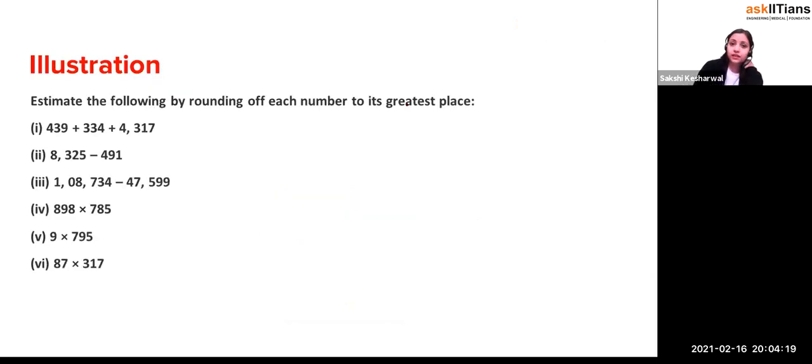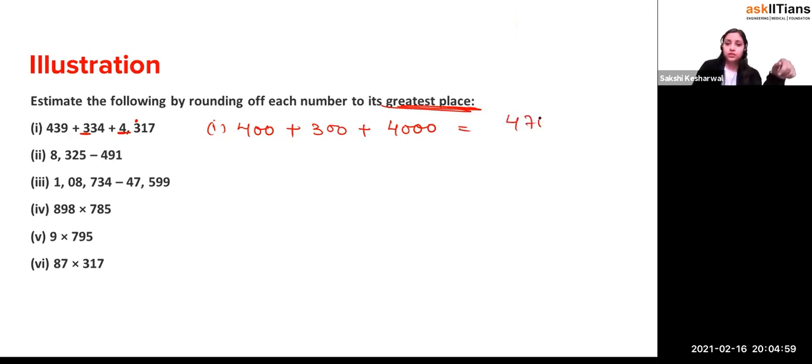It says to estimate to the greatest place value. Let's do it one by one. This is a 3-digit number, so the estimation will be to the hundreds place. This is less than 5, so you will write this as 400. Now this is again a 3-digit number, and again less, so this will be 300. Now the greatest here is a 4-digit number, so the estimation will be done for the thousands place. Again 3 is less than 5, so it will be 4000. So 4000 plus 300 plus 400 comes to 4700, right?